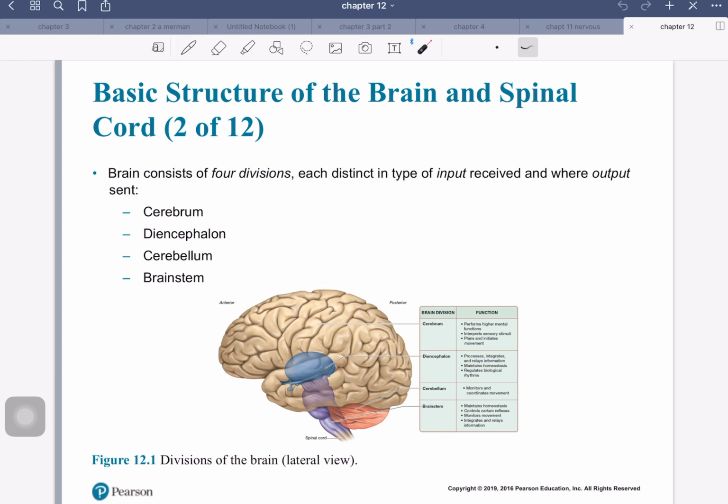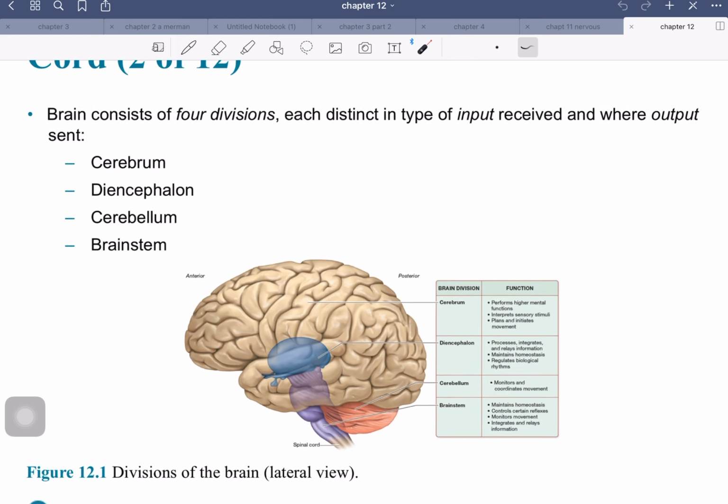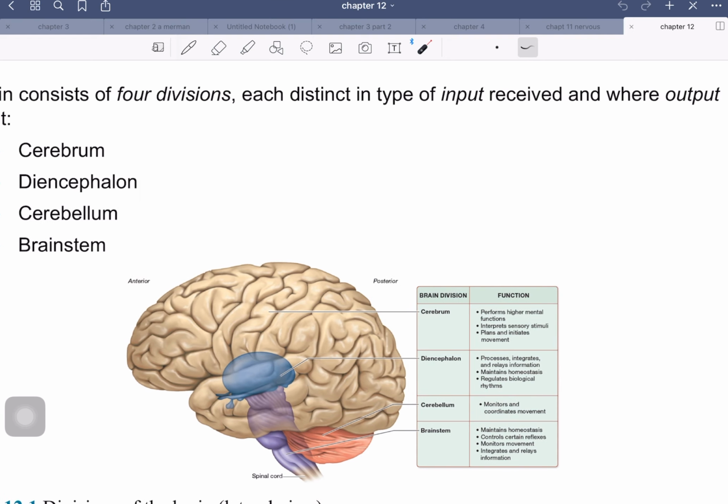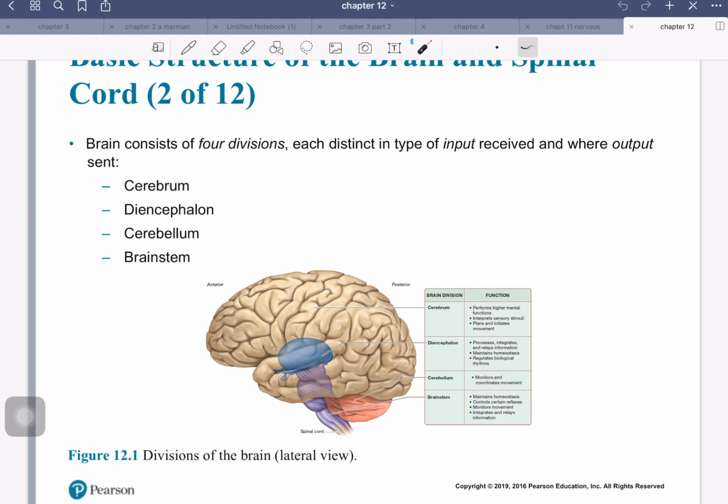Let's just have a quick look at the brain structure. So these are the big parts of the brain. Of course, these big parts can all be subdivided into many other parts, but let's just start with the big major parts. So there are 4 divisions, and each is distinct in the type of input it receives and where the output is sent.